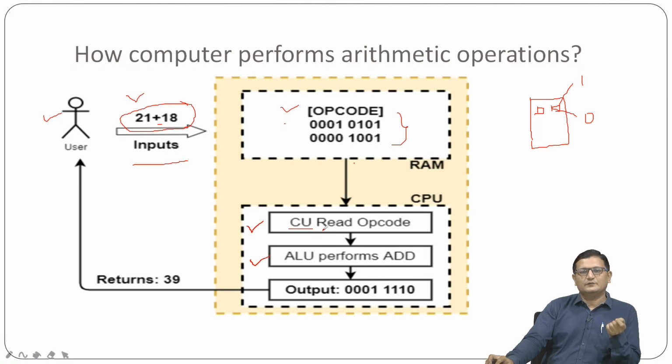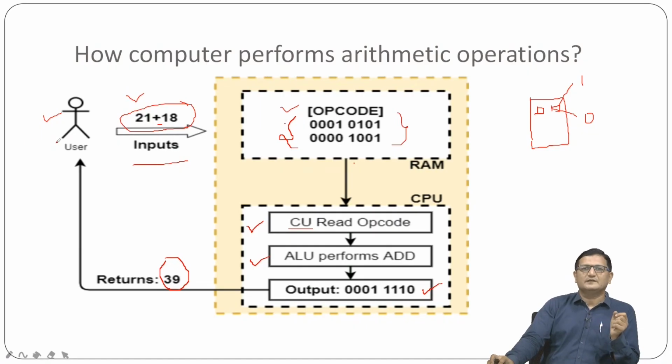So the CU sends a signal, the adder gets activated, and the system passes the 2 numbers, which are stored in the random access memory in the form of binary, and the CPU generates the output, right? Again the output is in the form of binary. Finally, this binary gets translated into decimal form by the output devices, and on the screen 39 gets printed, which the user can see as output.